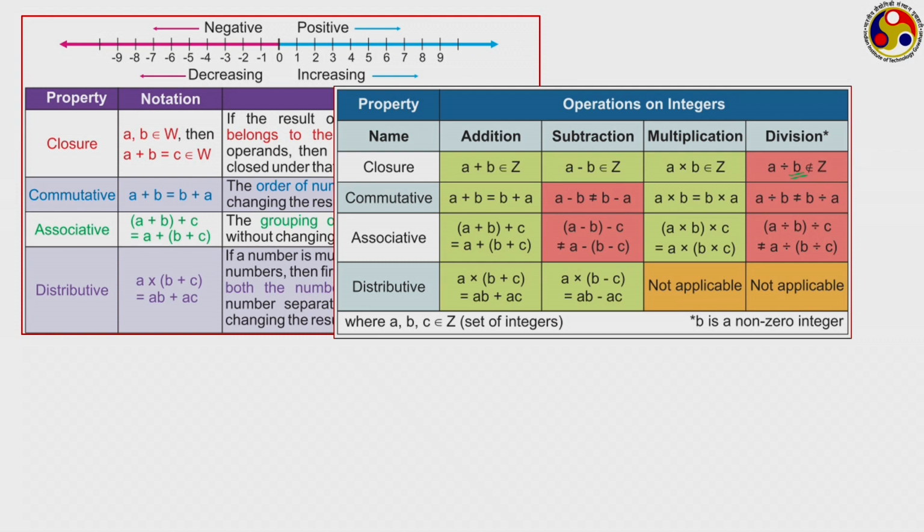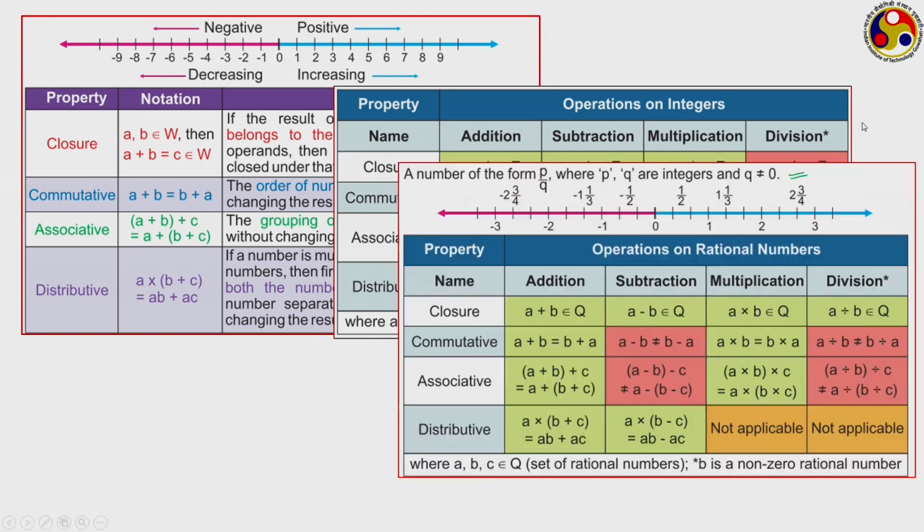Commutative is not true for subtraction and division, but true for addition and multiplication, because a minus b and b minus a have different meaning. Similarly, a by b and b by a are not equal to each other. Associativeness is also not valid for subtraction and division because of the same reason, and distributive property is valid for addition and subtraction. Of course, they are not applicable for multiplication and division.